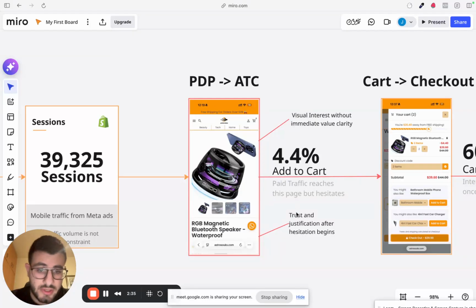In addition to that, part two: the trust and justification is happening after the hesitation begins. We need to scroll down a lot to see the trust badges, and the explanation of why and how this product is useful.